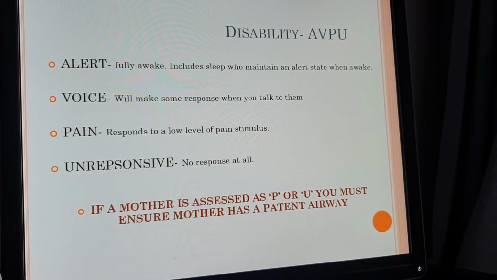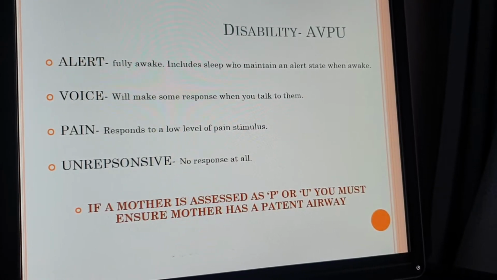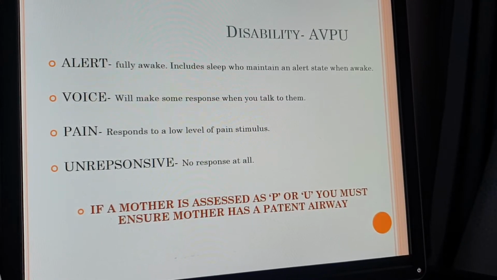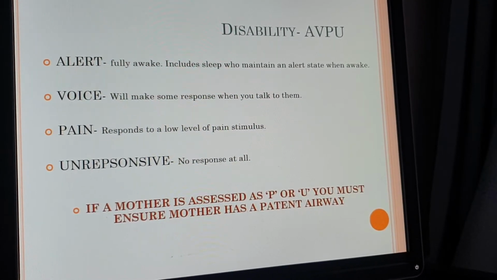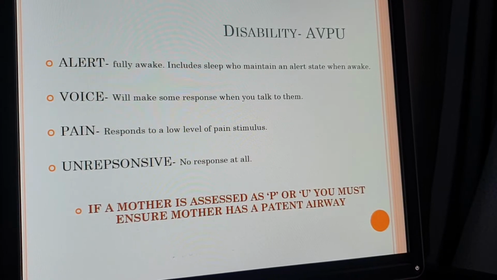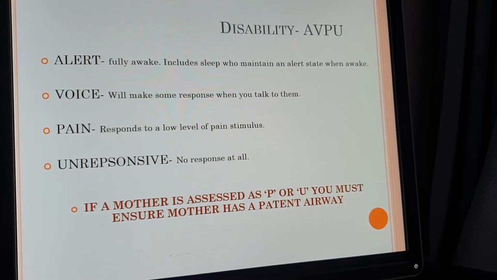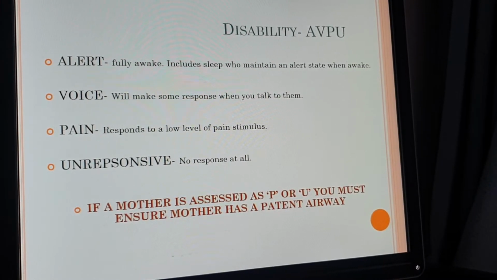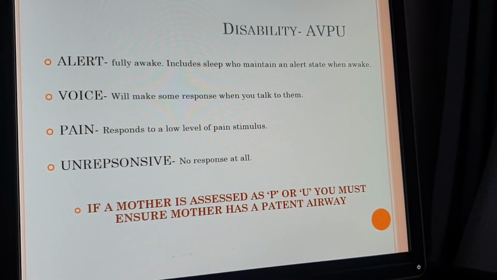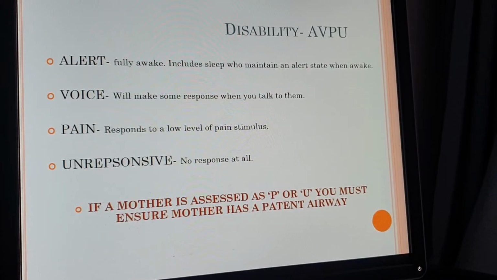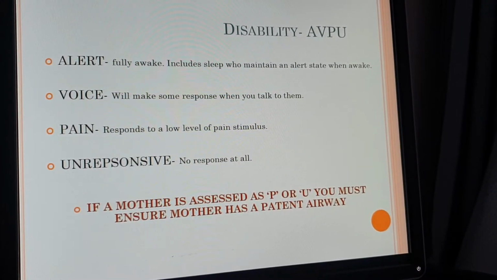When thinking about disability and the assessment of the mother, we focus on the assessment tool AVPU within maternity. As you can see, this is broken down. A corresponds to alert, so if the mother is fully awake or if she is asleep, she is able to remain in an alert state when woken up. V is voice responsive and will make some response when you talk to the woman. P is for pain, and this is if a mother only responds to a low level of pain stimulus. And U stands for unresponsive, where there is no response at all.